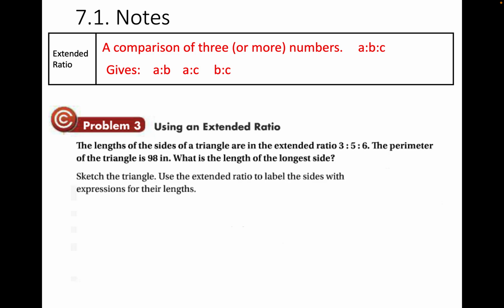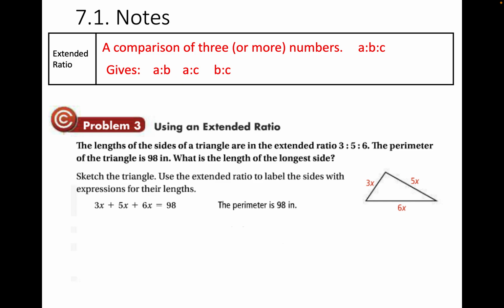Well, to do that, again, let's draw a triangle, and now let's draw the sides. We know the ratio of the sides is 3 to 5 to 6. So the sides must be 3x, 5x, and 6x. I don't know what x is, but I know whatever it is, if I put that into that triangle, it'll stay in the ratio of 3 to 5 to 6. Now what I know is that the perimeter is 98.